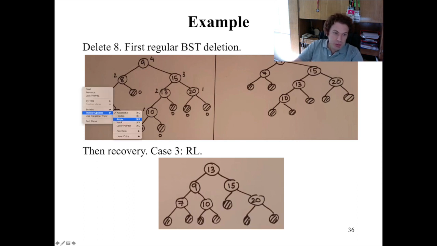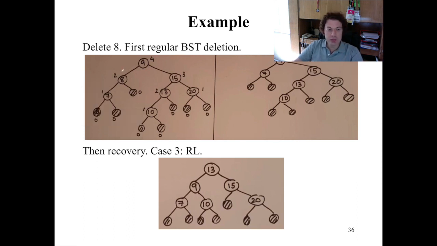So I think I need to delete 8 from this tree, okay? So these are not nodes, these are just nulls, okay? Don't worry about them. Just consider the nodes with values in them. So when you delete 8, you will bypass it, right? So 9 will just connect to 7. This is the BST deletion rule.